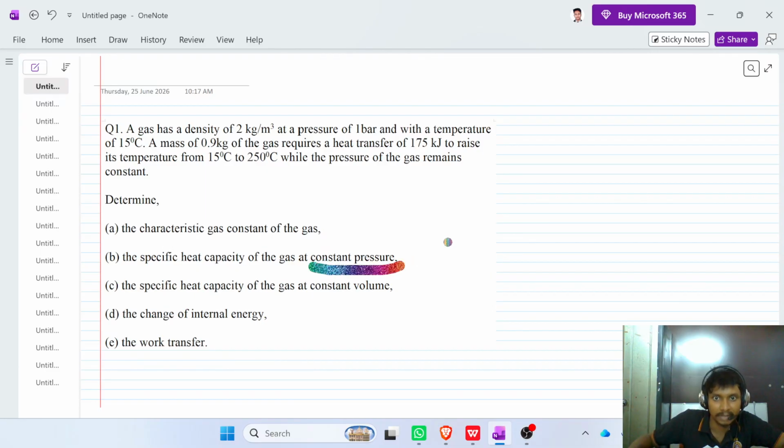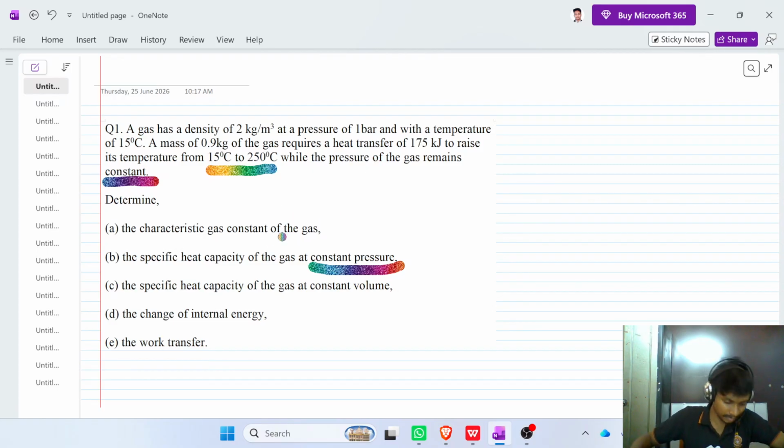Constant pressure. They have already said that they maintain the temperature from 15 degrees Celsius to 250 degrees Celsius, at which the pressure of the gas remains constant. Now we can move to the next step.